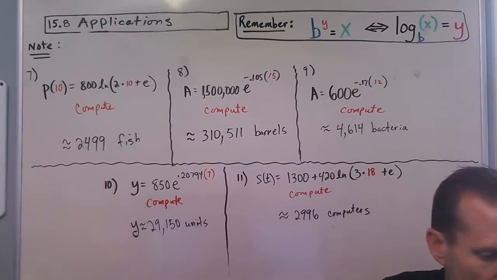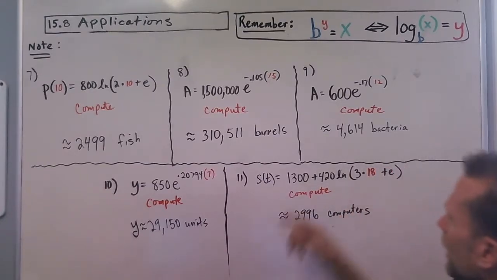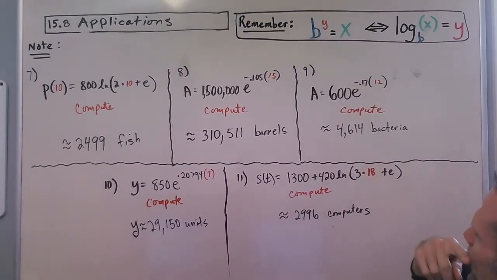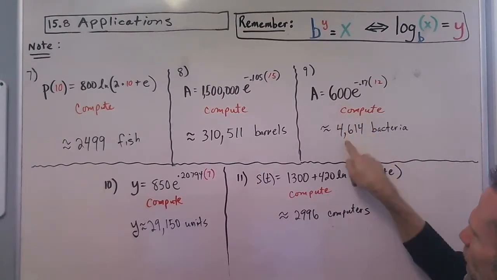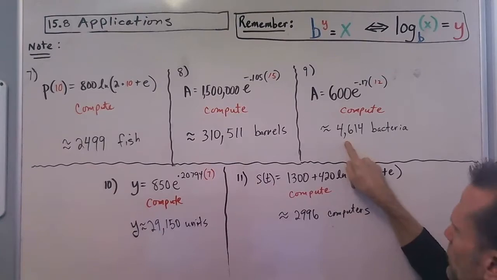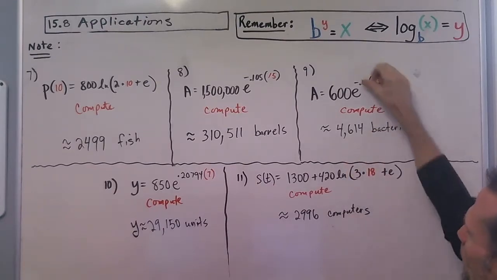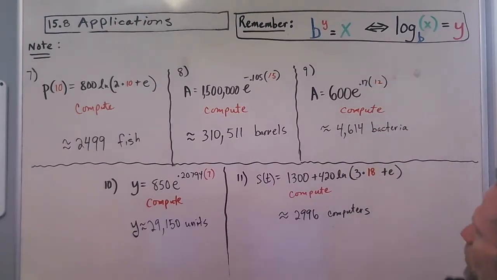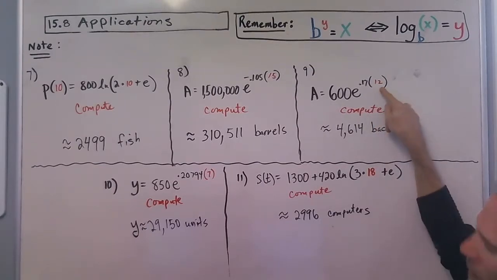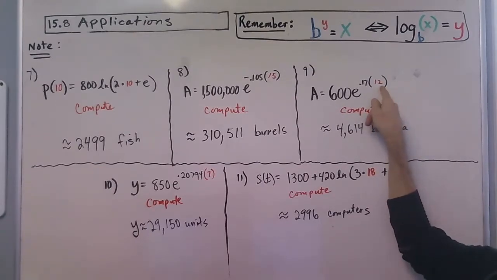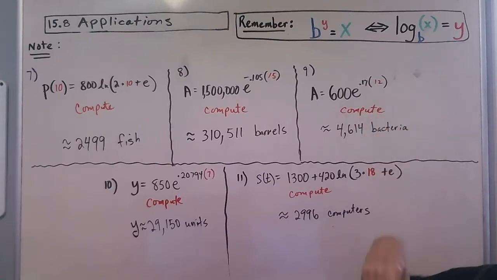And then looking at the next problem, I noticed that I had a subtraction sign here, and I must have an error because this 600 is going up to 4,614, and I checked over my notes, and this minus sign is not supposed to be here in the function. So here we have a growth of bacteria, and I believe in this problem, this is after 12 hours, okay?